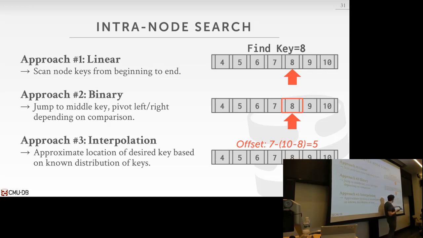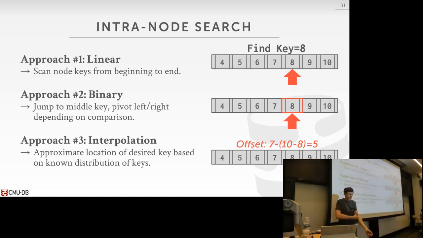and the max key is 10, and I'm looking for 8. So if I take 10 minus 8 and get 2, and then 7 keys minus 2 and get 5, I know I can just jump to the fifth position, and that's at least a starting point for what I'm looking for. This obviously works because the keys are always increasing in monotonic order. If they're floats, this is harder to do. If they're strings, I don't think you can do this. But this is another technique you could use to make that search go faster.